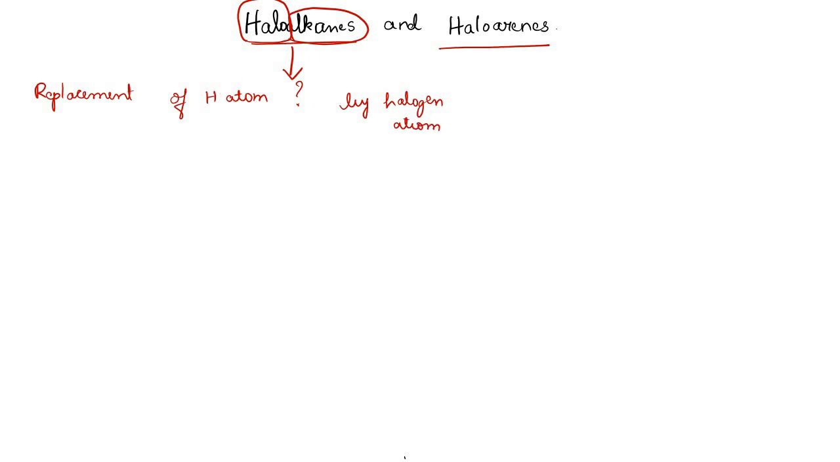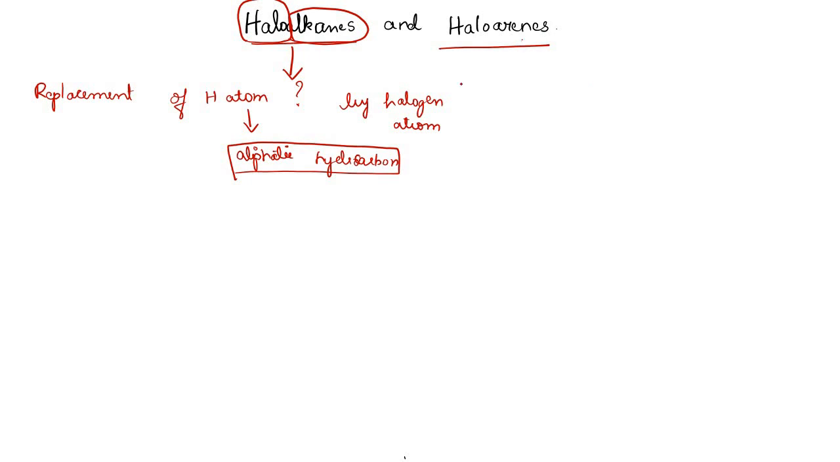It's basically the replacement of one hydrogen atom by a halogen atom in an aliphatic hydrocarbon. So this is the definition of haloalkanes: replacement of a hydrogen atom by a halogen atom in an aliphatic hydrocarbon. I'll give an explanation of what this sentence means.